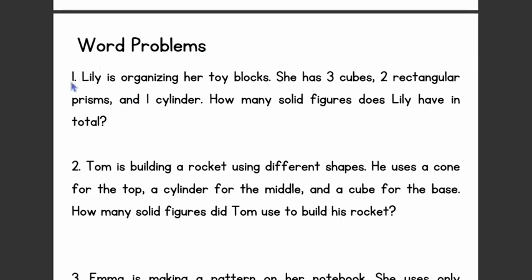So all the faces could be squares as well and still be called a rectangular prism. Word problems. Number 1, Lily is organizing her toy blocks. She has 3 cubes, 2 rectangular prisms, and 1 cylinder. How many solid figures does Lily have in total? So we just add up the amount of solid figures. 3 plus 2 plus 1 is 6, so she has 6 solid figures.